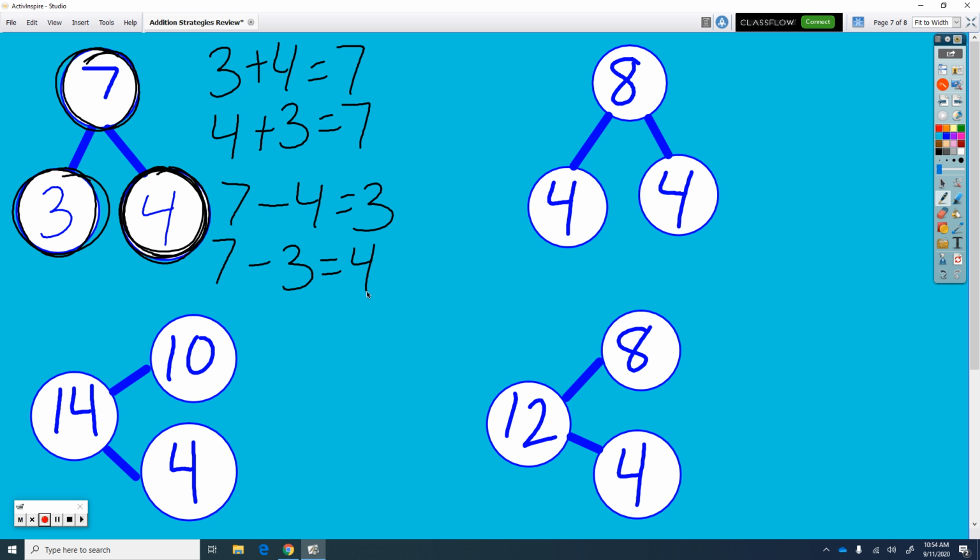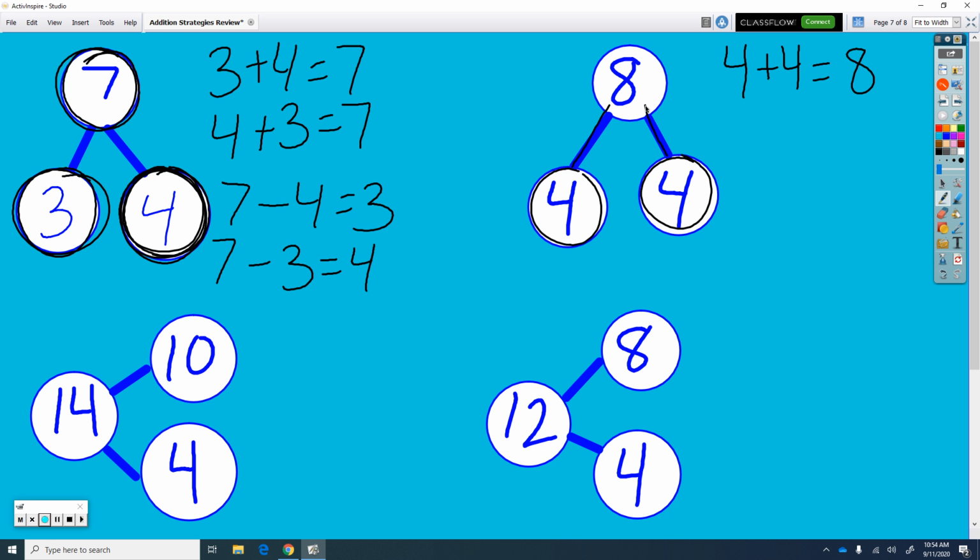What about 8 and 4 and 4? Well, I know 4 plus 4 is going to make 8. That's what it shows. 4 and 4 go together to make 8. And on this one, it won't matter if you flip them around because they're the same number. It's still going to say 4 plus 4, so I don't have to write it.